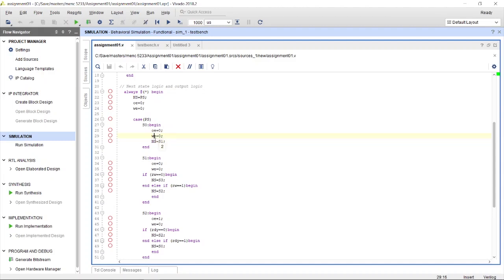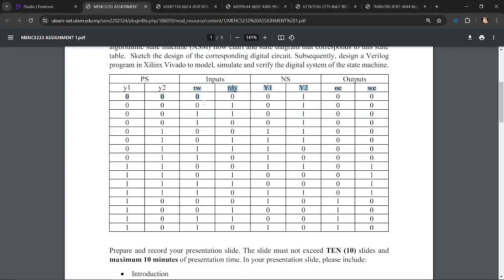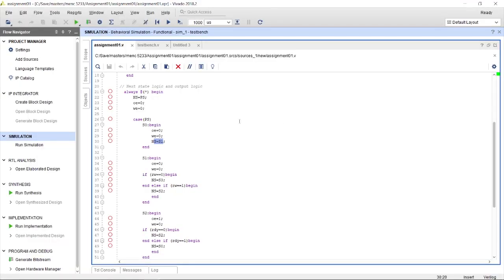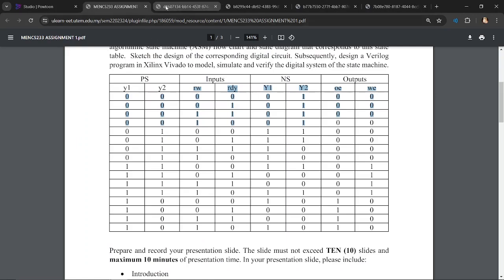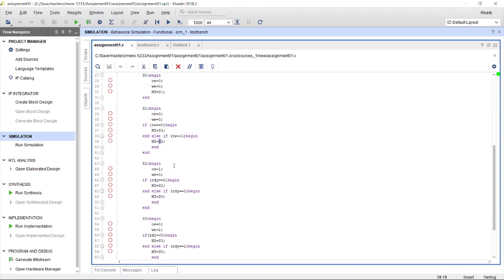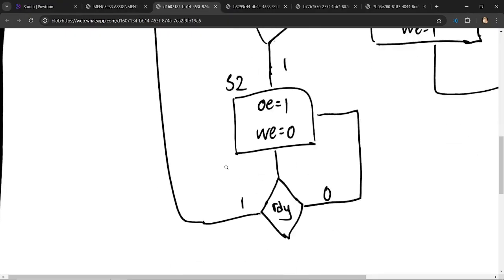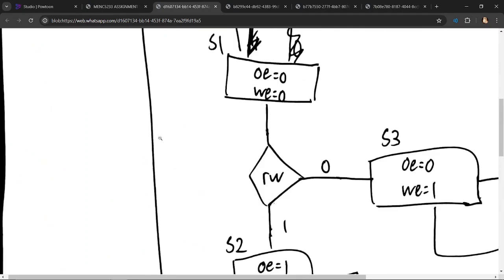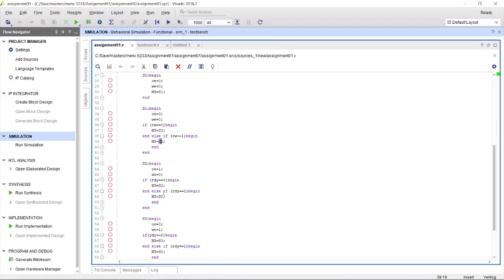And this S1 has no criteria, because we saw from the table there is no criteria. No matter what, it will always go to S1. When you're in S1, if your RW equals 0, you go to S3. If your RW equals 1, you go to S2. The same as just now. RW 0, S3; RW 1, S2. And then when you're at S2, RDY 0, you stay. RDY 1, you go back to S0.